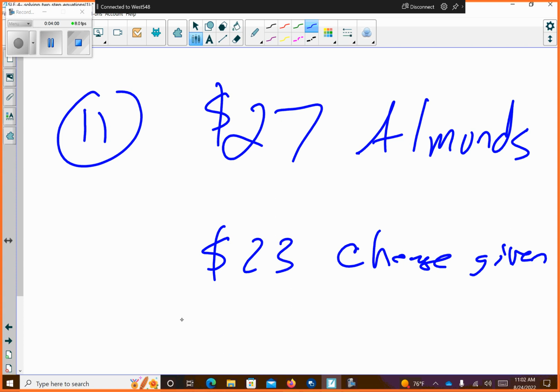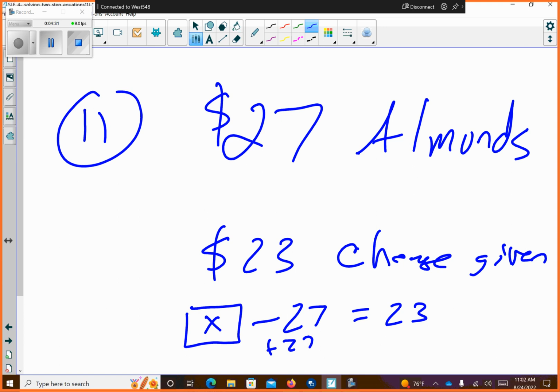So let's think about this. There was a certain amount of money given. Call that x. The almonds cost $27, and there was $23 change given. So that's basically what we're trying to get to. So what do you think? How would we solve that very bottom part? How would I get that boxed in x all by itself? Yeah, add 27. So what do you think the answer was? 50. Yeah, the person gave a $50 bill for $27 worth of almonds. That might be a lot of almonds.